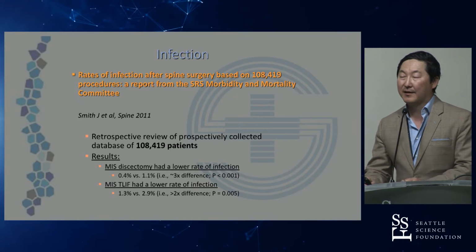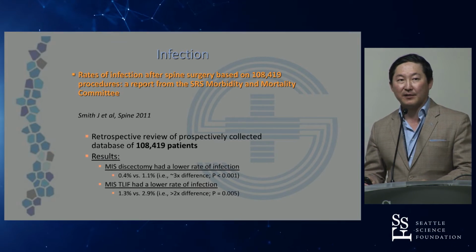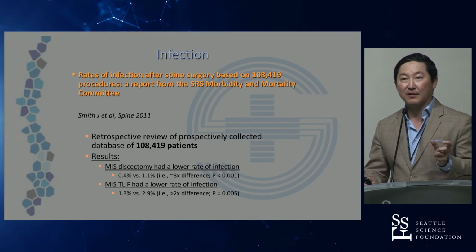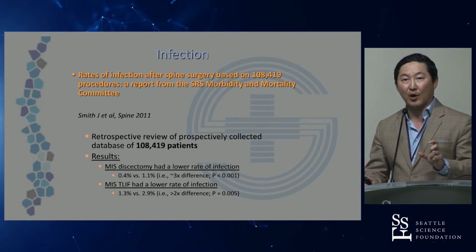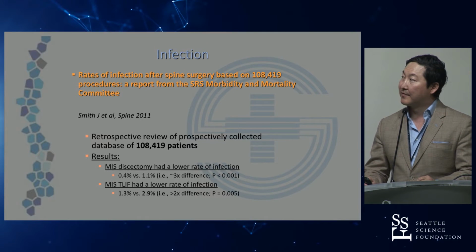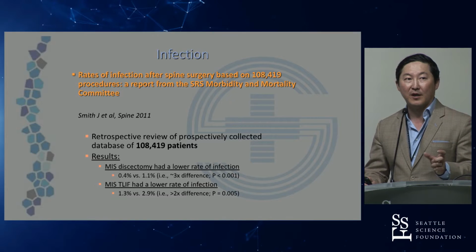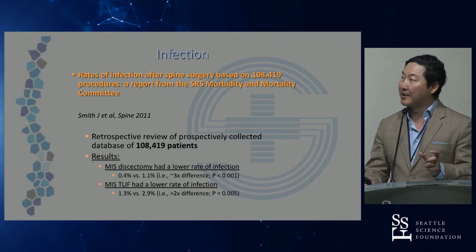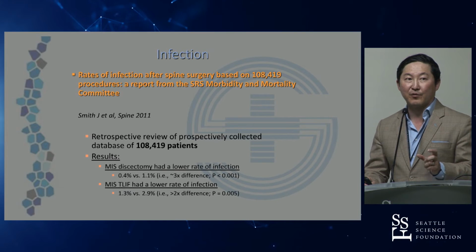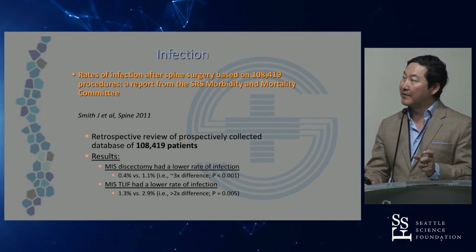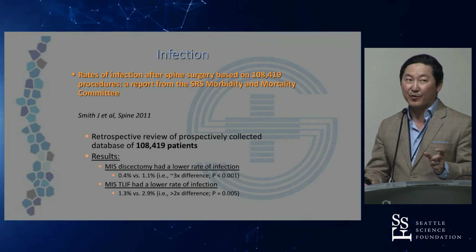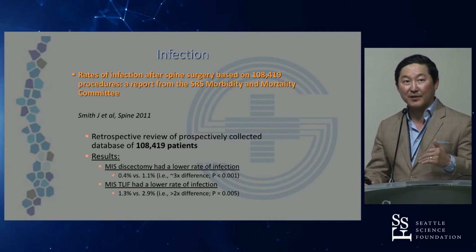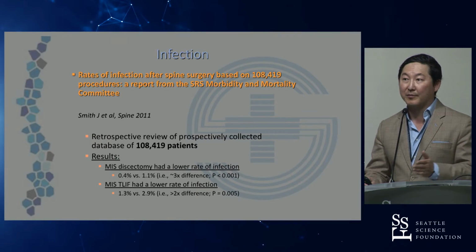And I think this is one of the landmark studies that takes a look at the differences in infection rates, looking at open versus minimally invasive techniques. It's a retrospective review of the Scoliosis Research Society's database of over 100,000 patients. And the results show that when they compared open versus minimally invasive surgeries, there was almost a 3x difference in the infection rate comparing open to minimally invasive.